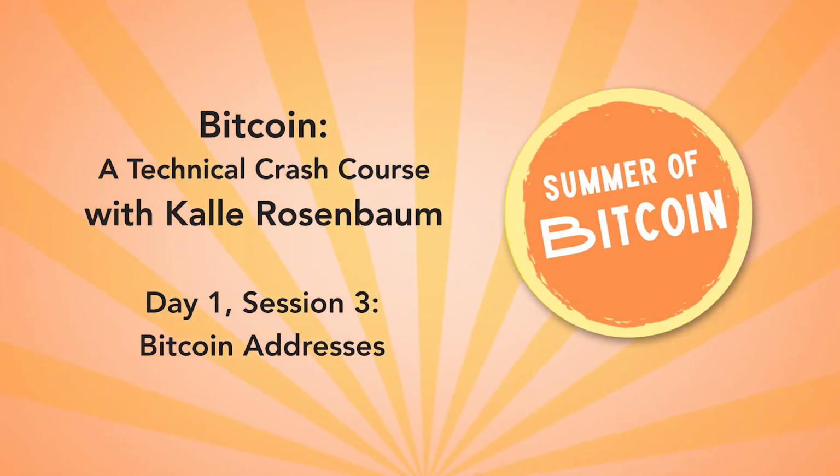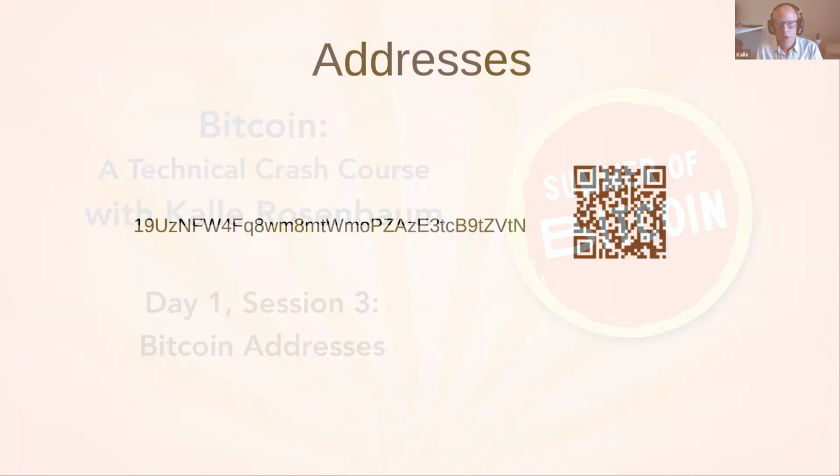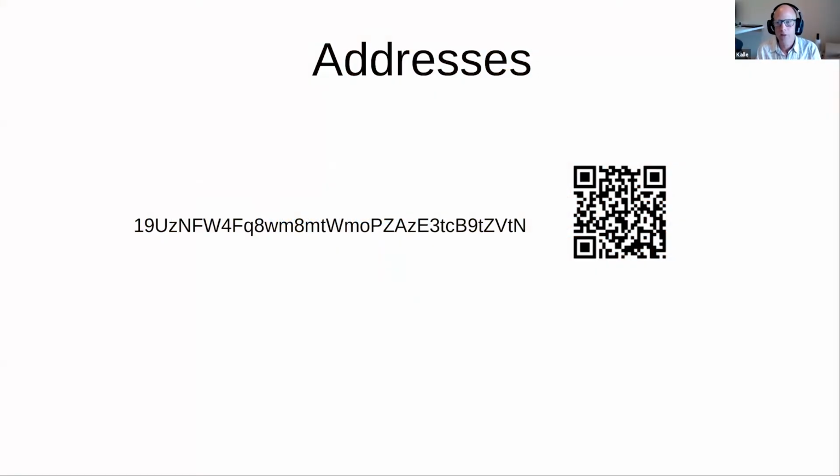Okay, so now we're going to talk about addresses, cookie token addresses, or Bitcoin addresses, if you will. Addresses can look like this, as you see on the screen here. A very common legacy address format is the one you see here, which starts with a 1, and then you have a lot of different numbers.